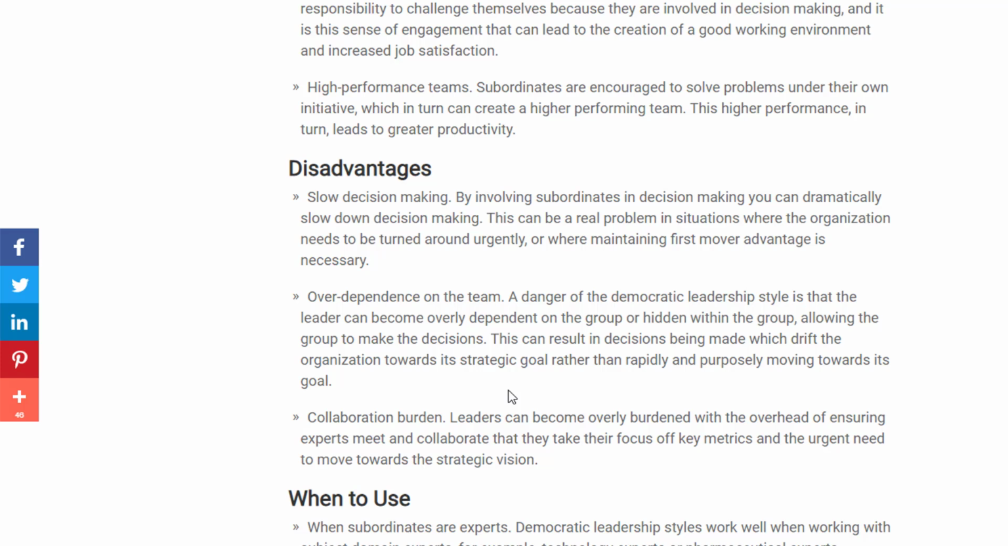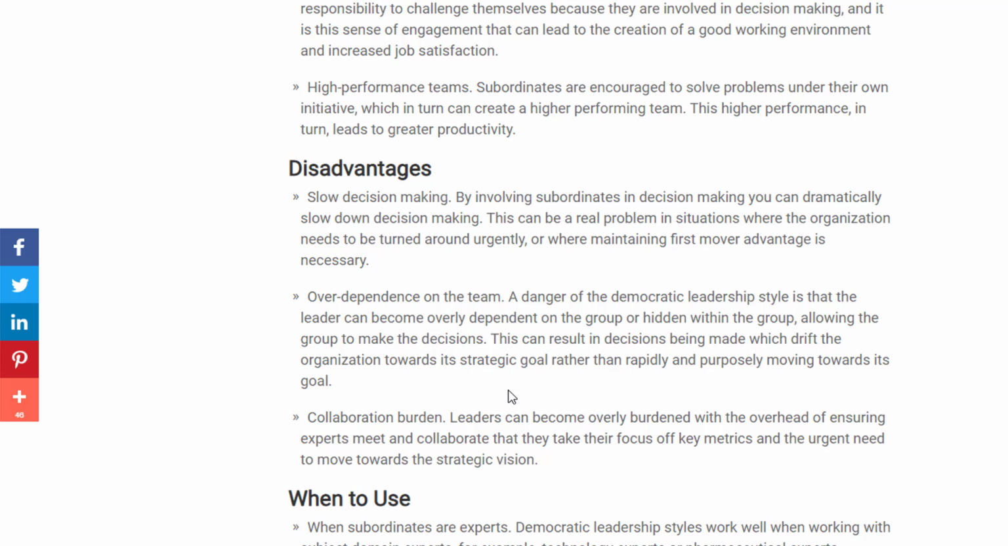So, slow decision making: by involving subordinates in decision making, you can dramatically slow down decision making. This can be a real problem in institutions or organizations that need to turn around urgently or where maintaining first mover advantage is necessary. So here what they're saying is that if you have to go to your board members, your team, every time to make a decision, you can actually slow down this process and cause rivals or competitors to outpace you.